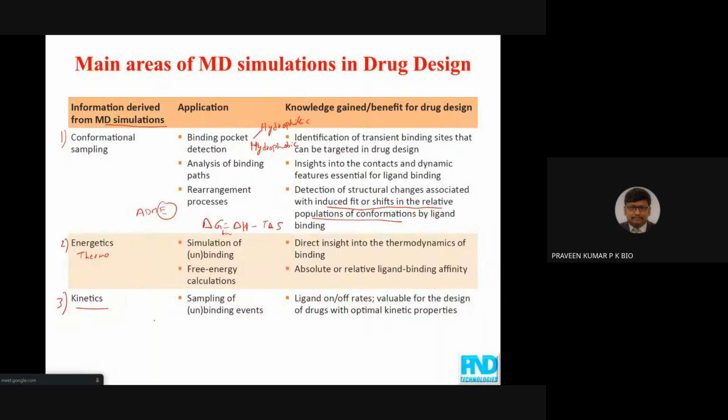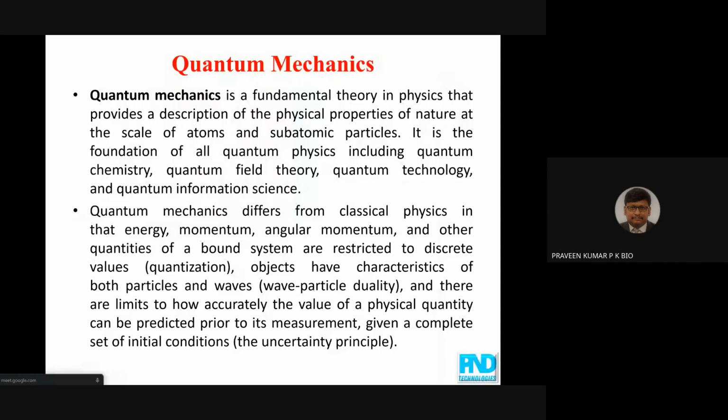In kinetics, we can determine the kinetic properties, whether our ligand binding with the receptor is following a first order reaction or second order reaction. The orders of reaction: zero, one, two, three. So what kind of order of reaction is followed? Whatever ligand receptor complex is formed, what reaction is followed can be determined through this. Of course, all these three can be determined through MD simulations, and here you find applications in drug design.